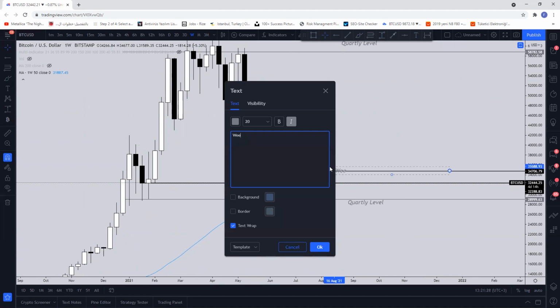Let's mention them on the chart. Weekly, let's call it SR, support and resistance.